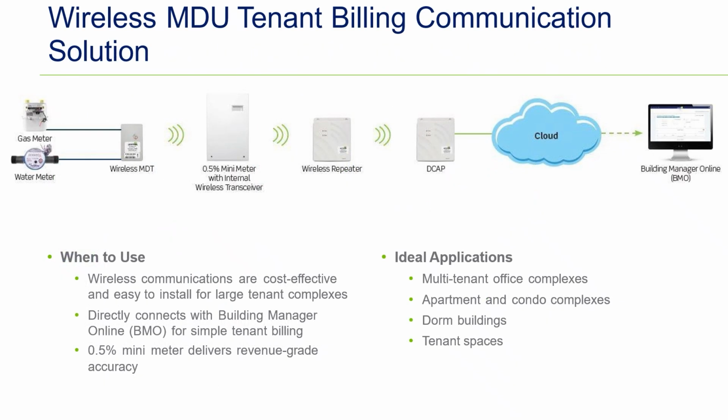As discussed earlier, the mini-meter with an integrated wireless transmitter can be a great option for high-density residential applications. Avoiding the cost of wiring, particularly in retrofit applications, can be significant. Each meter's transmitter communicates with surrounding units and the wireless repeater to form a mesh network within a facility. All the devices communicate with the data concentration access point, which acts as the hub to consolidate the data and send it to the billing software platform, like Building Manager Online.